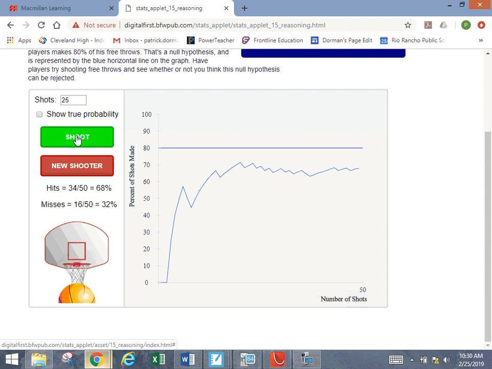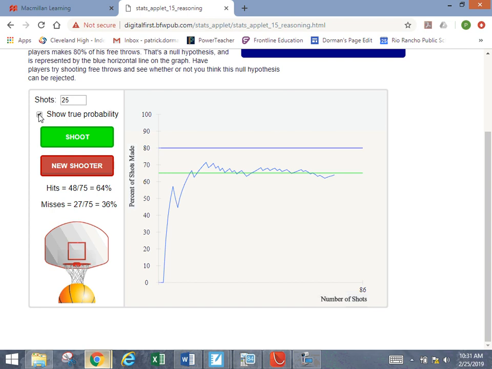All this is just randomly generated. Can you get one more? Let's do it. Wow, that really brought his percentage down. He was at 68, now he's at 64. Let's see what his actual probability is. His actual shooting probability is about 65%.